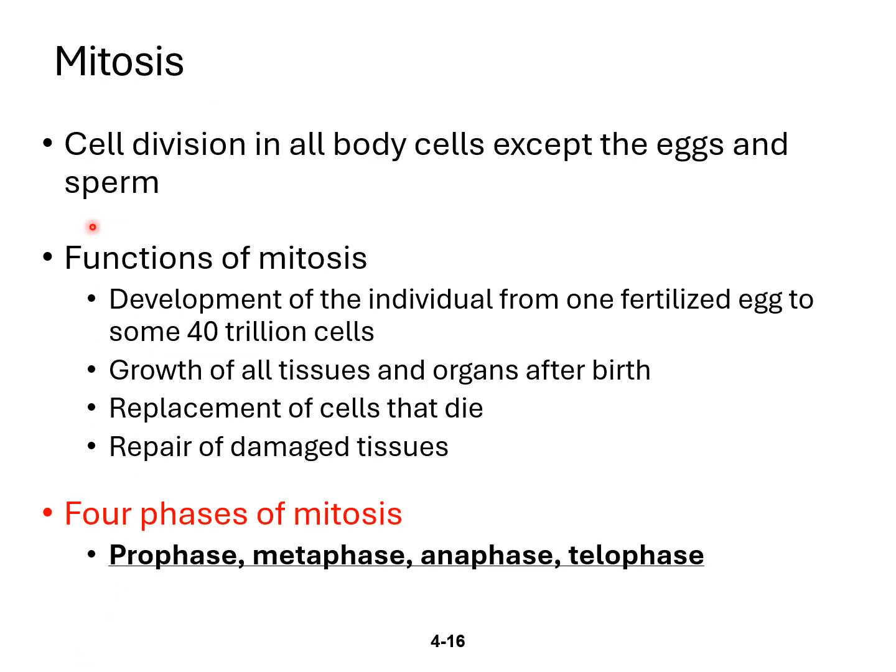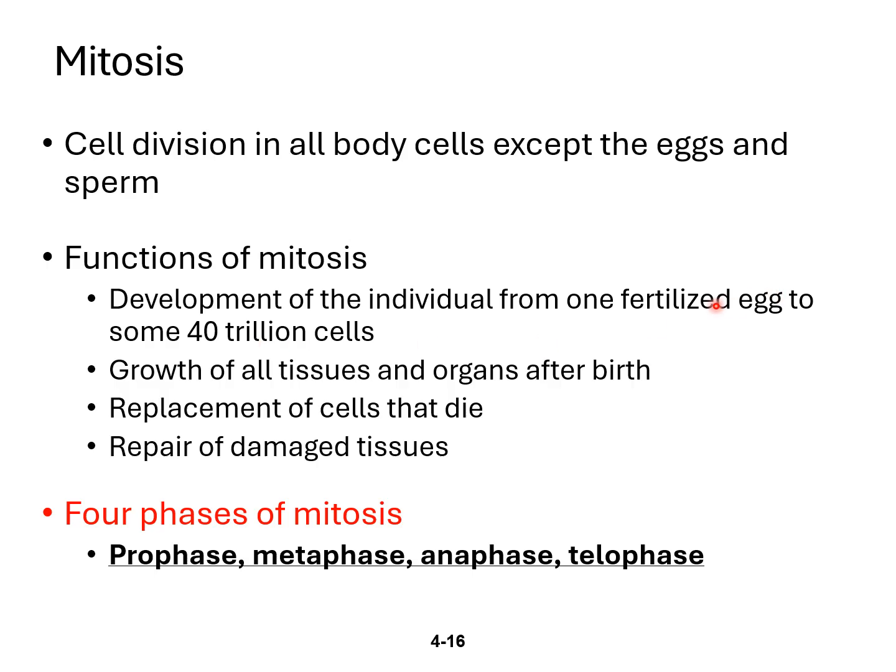So cell division is going to be in the body, except for the eggs and the sperm, which I mentioned because that's meiosis. And then the function is you're going to have one fertilized egg, and that one fertilized egg is going to grow into around 40 trillion different types of cells.